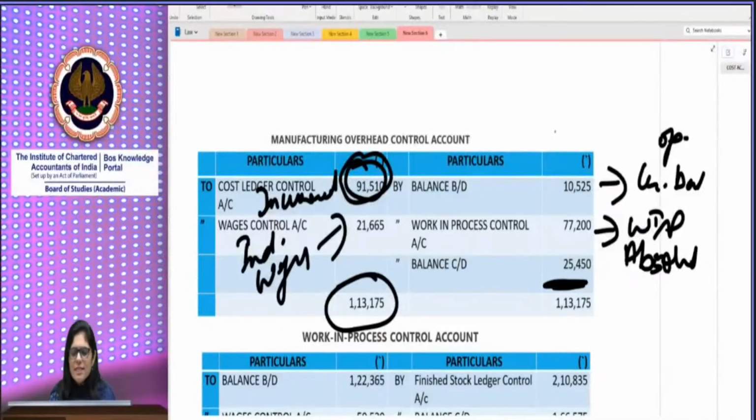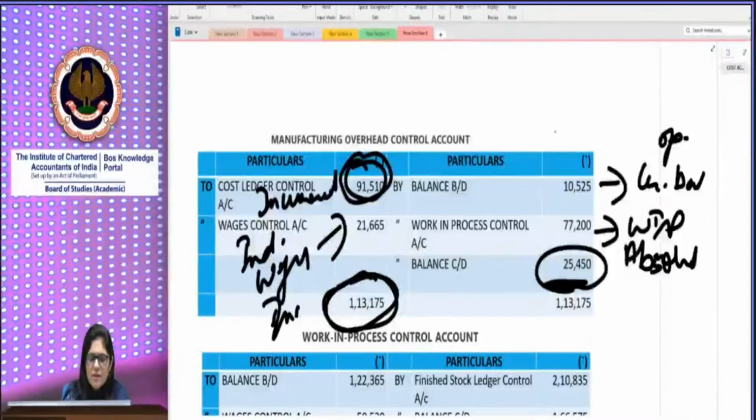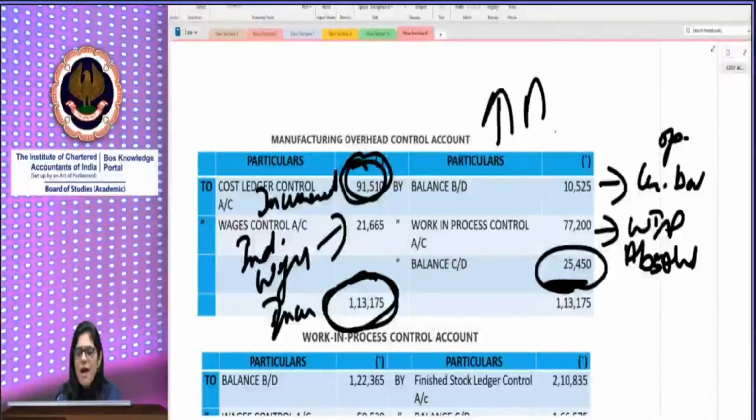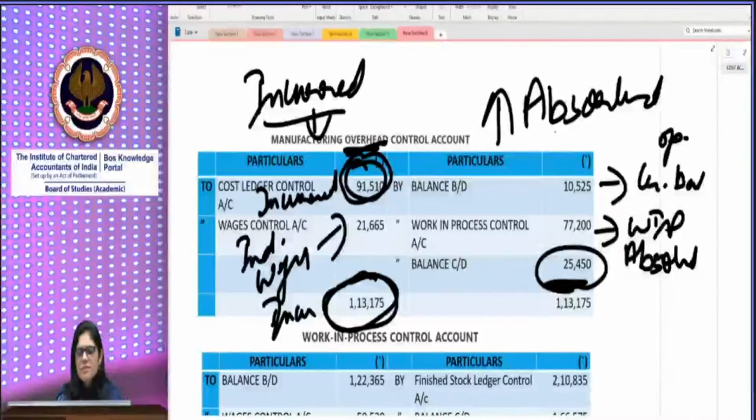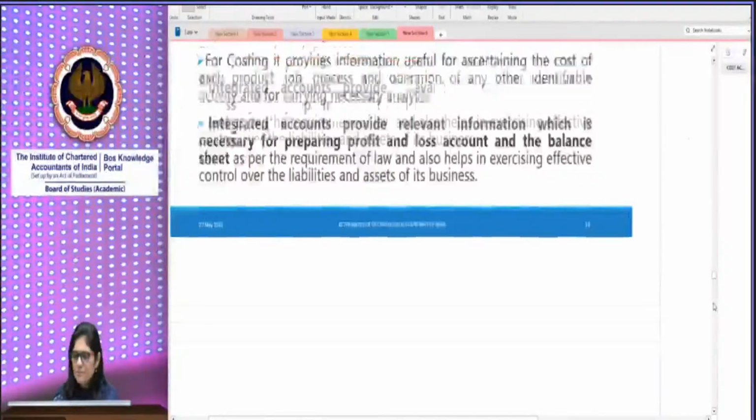So what does this balance mean? This much we have incurred and this much we have absorbed. Clear? So that means we have absorbed less. So this part is absorbed, and this part is incurred, because it's an overhead account. That means incurred is more than absorbed. Incurred is more and absorbed is less.